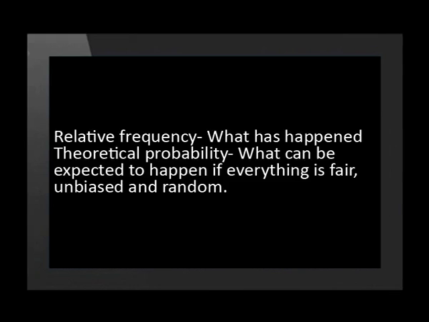To summarize, relative frequency tells us what has happened, and theoretical probability tells us what we can expect to happen when everything is fair, unbiased, and random.